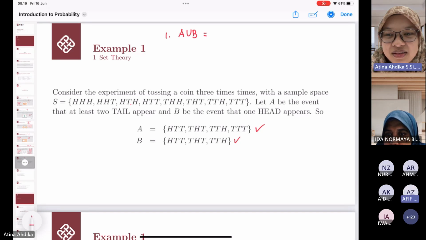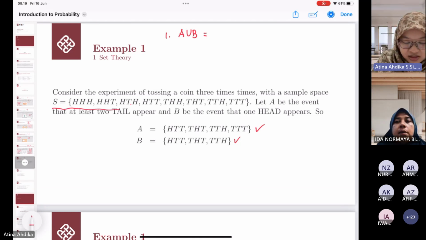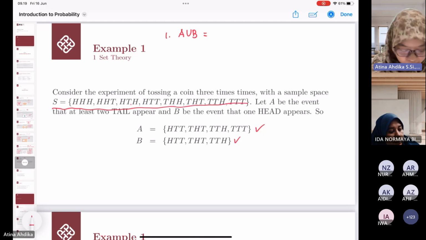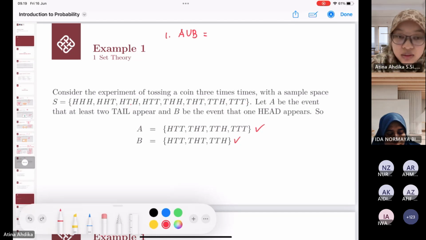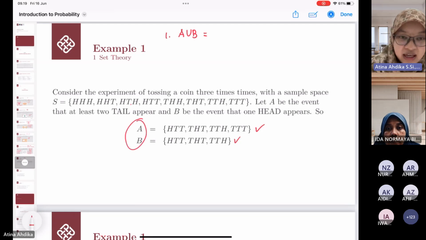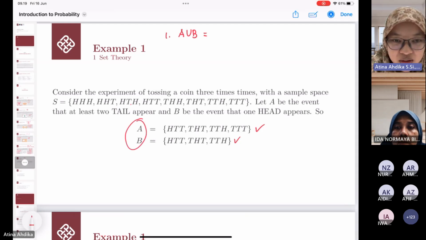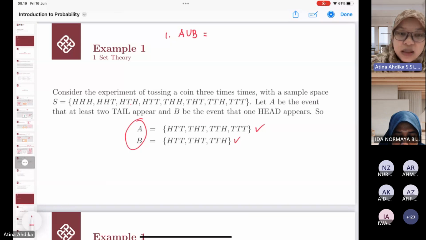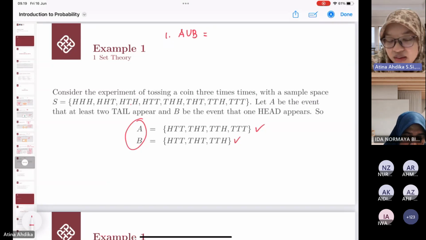Sorry, ma'am, but can you repeat the question? Oh, okay. So we have an experiment of tossing a coin 3 times, and we have this sample space. This is the sample space of our experiment. And then there are 2 events like this, event A and B, which consist of these elements. And my question is, what is the union between A and B?